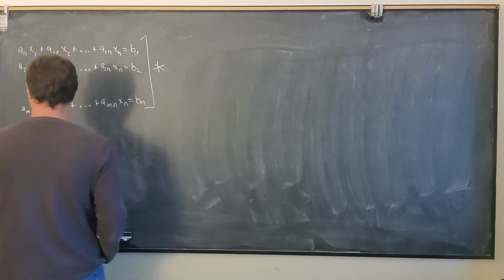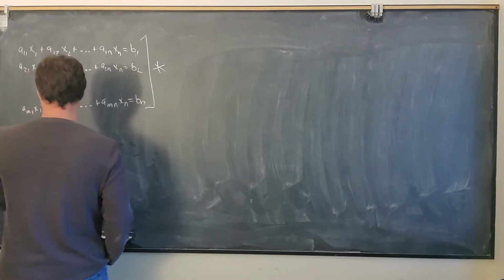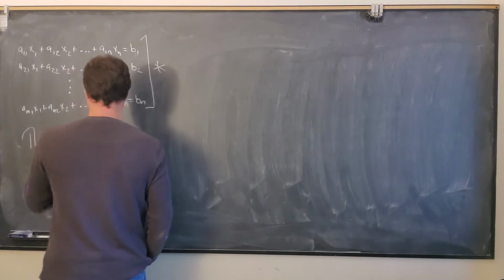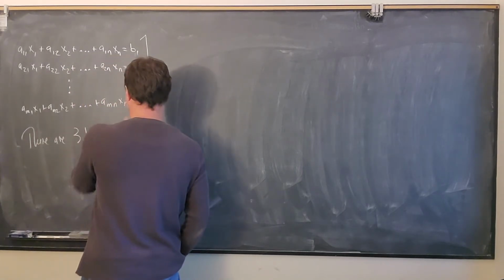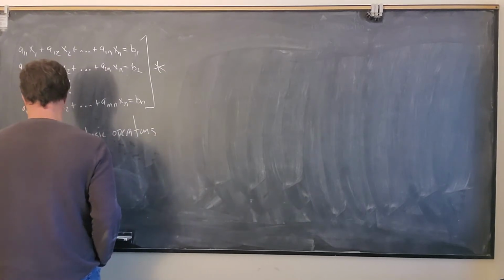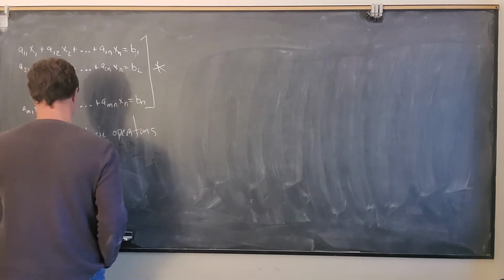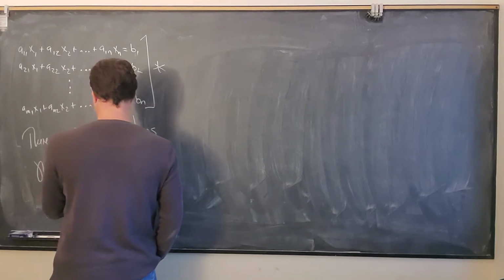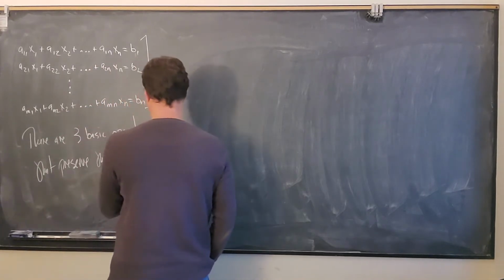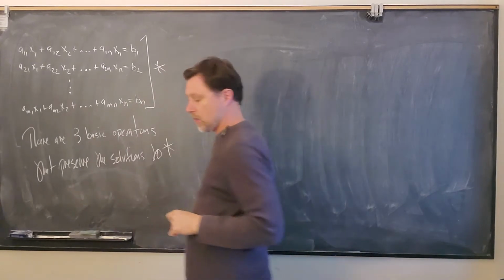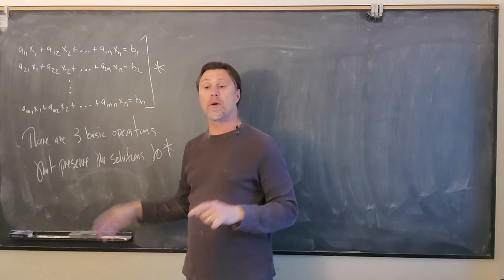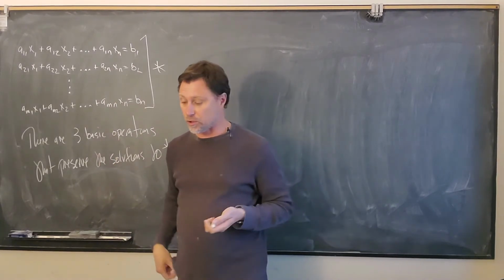Now, given this system, there are three basic operations that preserve the solutions to star. So when you have a linear system, there are certain operations that you can do to this system that will not change the actual solution set that you have.